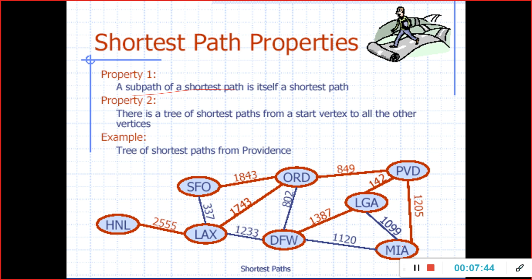So Providence to MIA straightaway, Providence to LGA you can take one. You can take PVD, LGA, and DFW. This is the tree of shortest paths. Providence to DFW, Providence to SFO, San Francisco, Providence to LAX, Los Angeles. You can put here. So this is a tree that you can create.